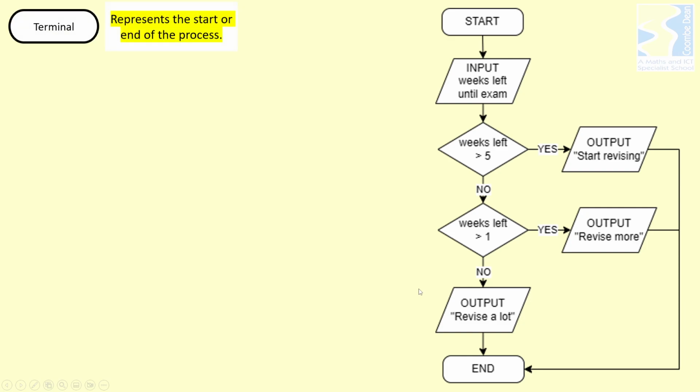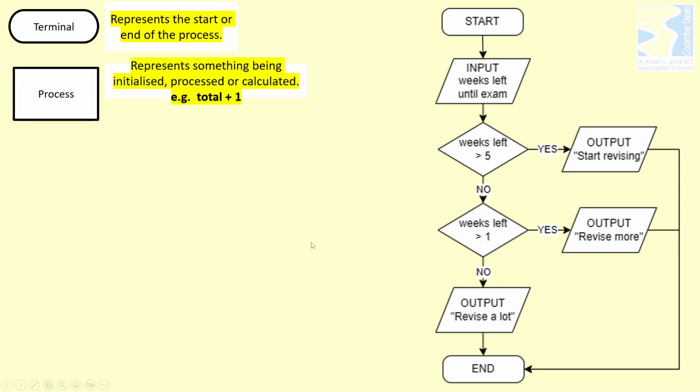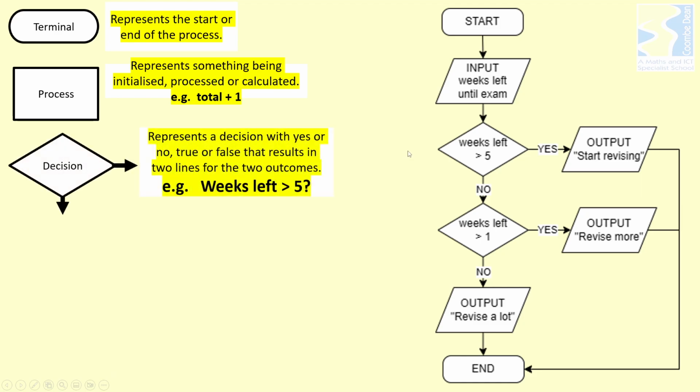So there are different symbols you'll notice that are used in the flowchart that you need to know for the exam. At the start and the end, we have a terminal, to show the flowchart has started and stopped. Anything where you're calculating something, maybe like adding something to the total or working something out, is a rectangle, a process box. Anything where a decision's being made, such as the number of weeks left is bigger than 5, or temperature greater than something, that is a decision, a diamond, and there are 2 outputs, yes, no, or true or false.